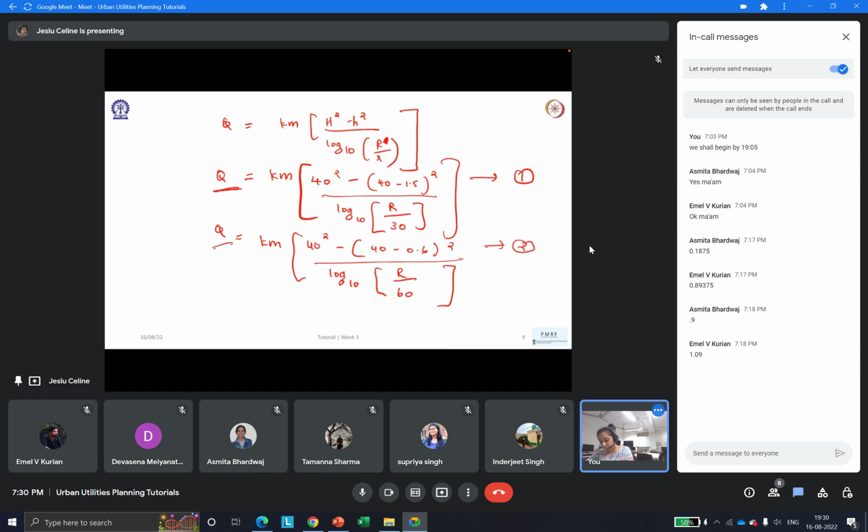And we do not know R. So we have got two equations, and basically only one unknown, which is R. These are common, so they'll get cancelled. So we are equating 1 and 2. And yeah, so let me just do this.